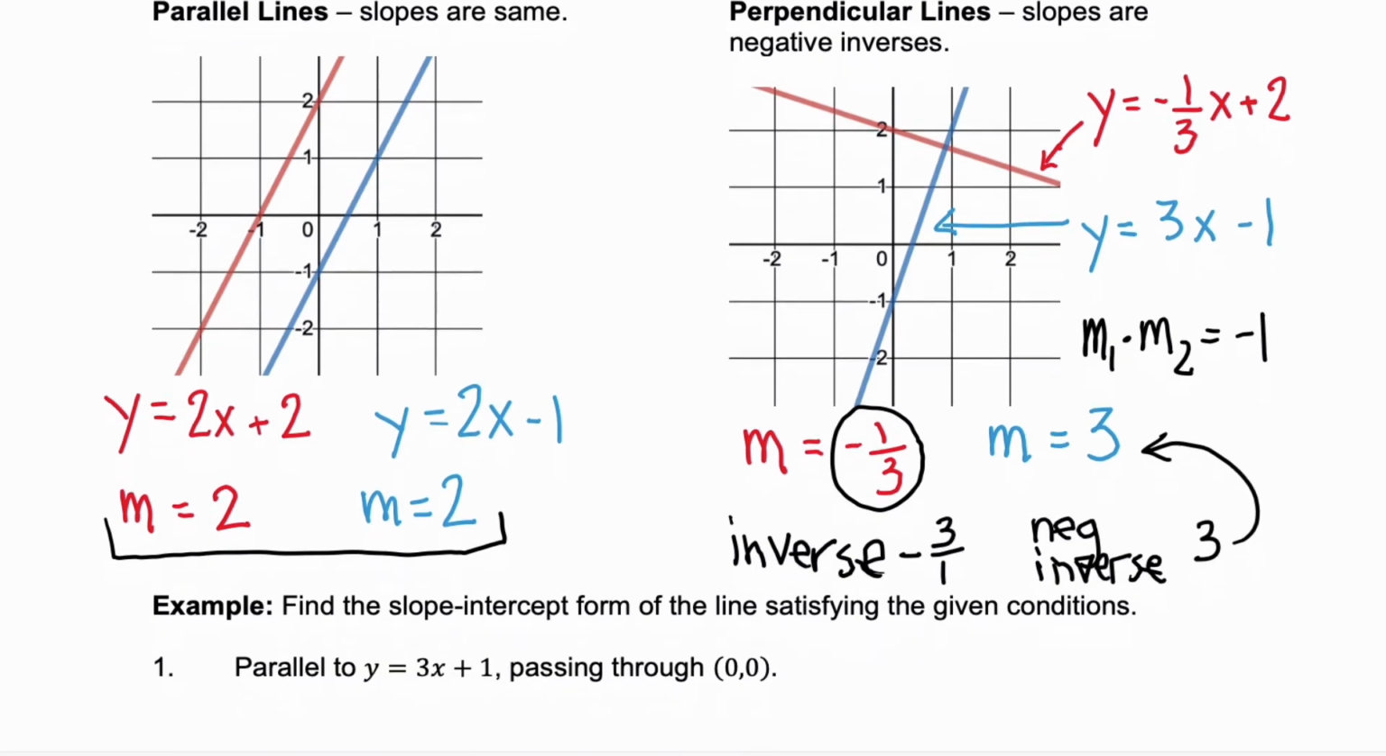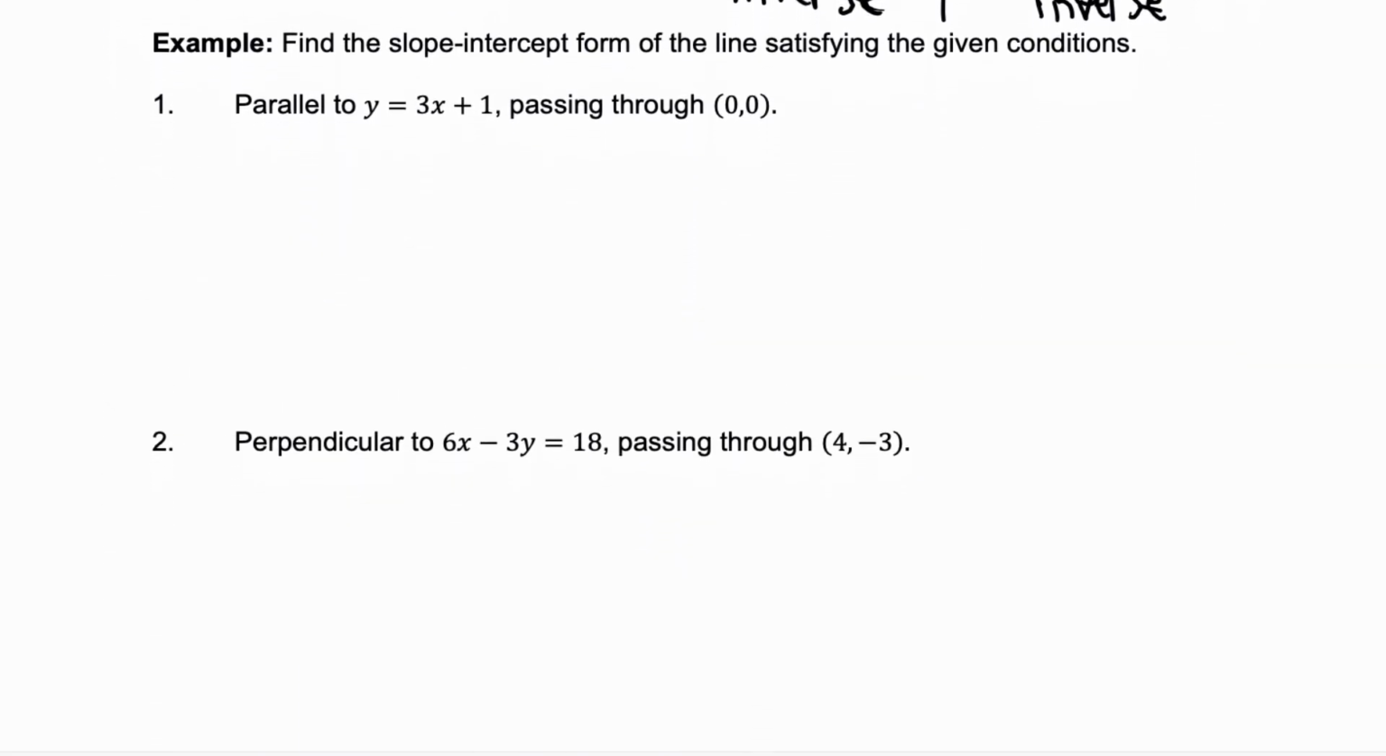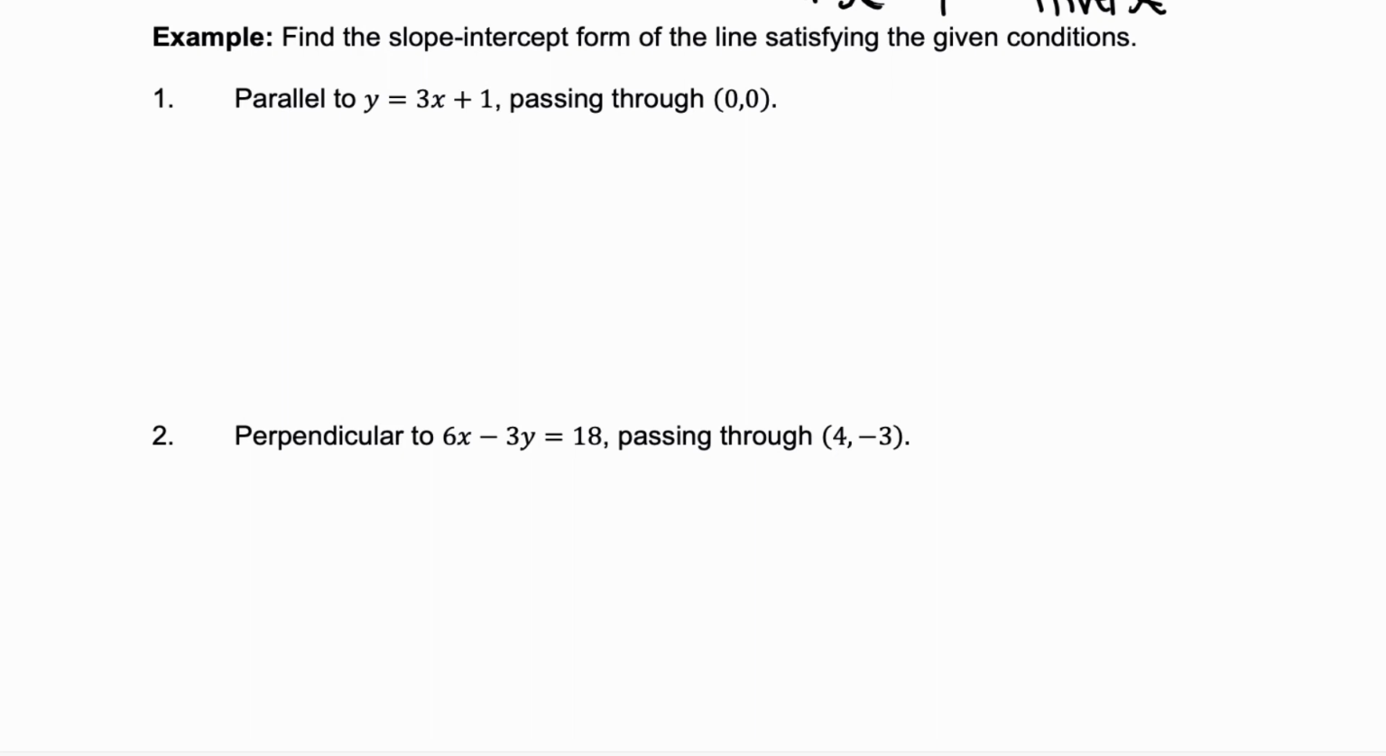Let's look at an example. Find the slope-intercept form of the line satisfying the given conditions. First, we need to find a line that is parallel to the given line y equals 3x plus 1, and we want it to pass through the point 0, 0, the origin. Well, since it's parallel, they're going to have the same slope. So the slope of our first line is 3, which means the slope of our new line needs to be 3.